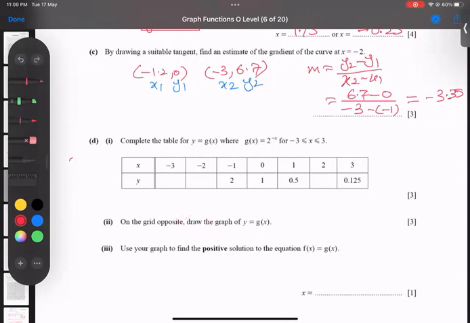In the last part D, he said complete a table and then we have to draw. Okay. So how to do the table? Plug in the values in place of x. When I plug in -3, negative, negative, positive, 2 to the power 3 gives you 8. When you plug in -2, 2 to the power 2 gives 4. When you put 2 there, 2 to the power -2 goes in the denominator, 2 to the power 2, 1 over 4 is 0.25.